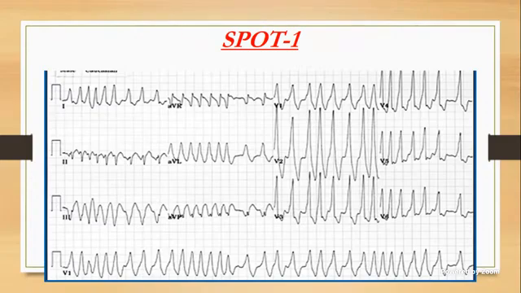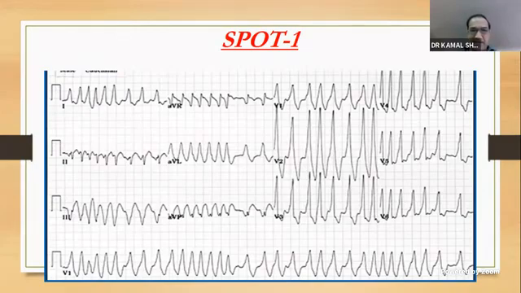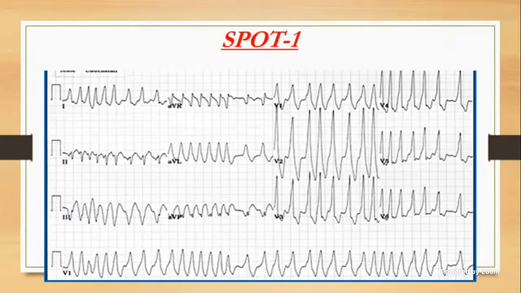Lead AVR? No, Sunil. Think about AVR. Again, negative, right? 2 is negative, 3 is negative, but AVR? AVR is equiphasic, sir, here. Correct. So AVR, if it is equiphasic, what is the axis of AVR normally? Sir, AVR plus 30 degrees, sir.